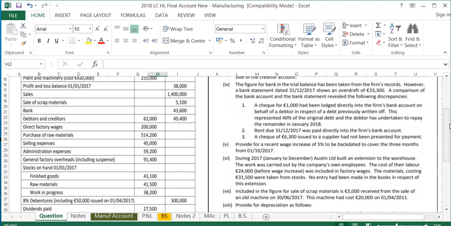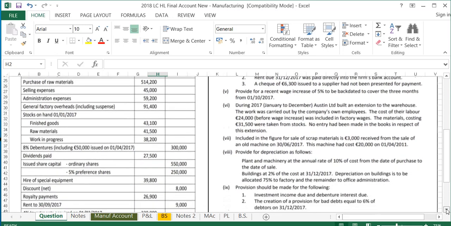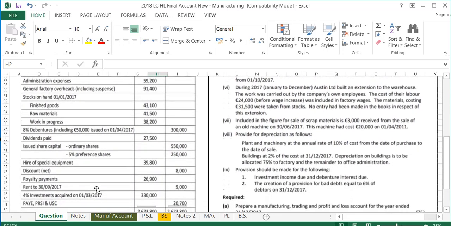Okay, so we can see here from the trial balance that we received rent up to the end of September. So for the first 9 months, we received rent of 9,000, which means the rent would be €1,000 a month. So we were owed another 3 months rent, which would be 3,000. That was paid directly into the bank account without us knowing. So that has to be accounted for.